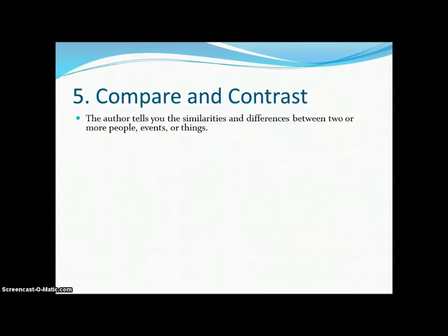And the fifth idea here, the fifth text structure, is compare and contrast. This is when the author tells you the similarities and differences, basically what's the same and what's different, between two or more people, events, or things in a story. Again, you can see compare and contrast in a story when you see words like same as, similar, alike, as well as, although, and however. When you see any of these phrases, you will know that you're dealing with a compare and contrast text structure.